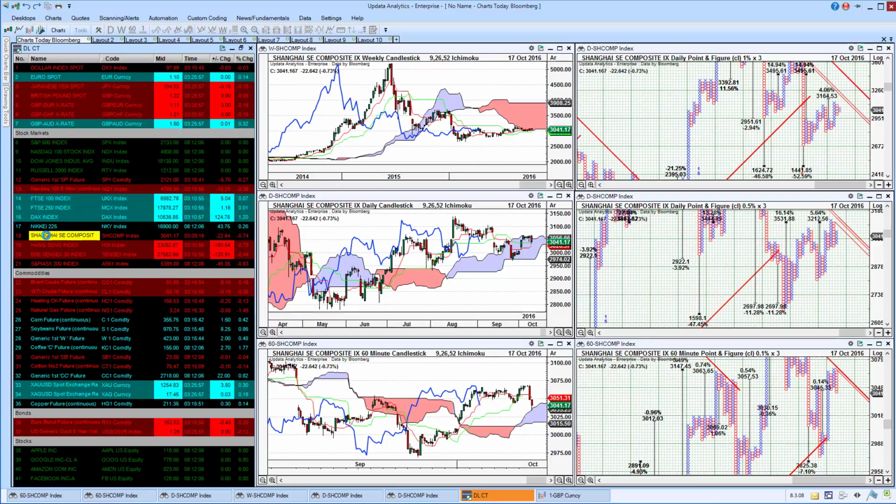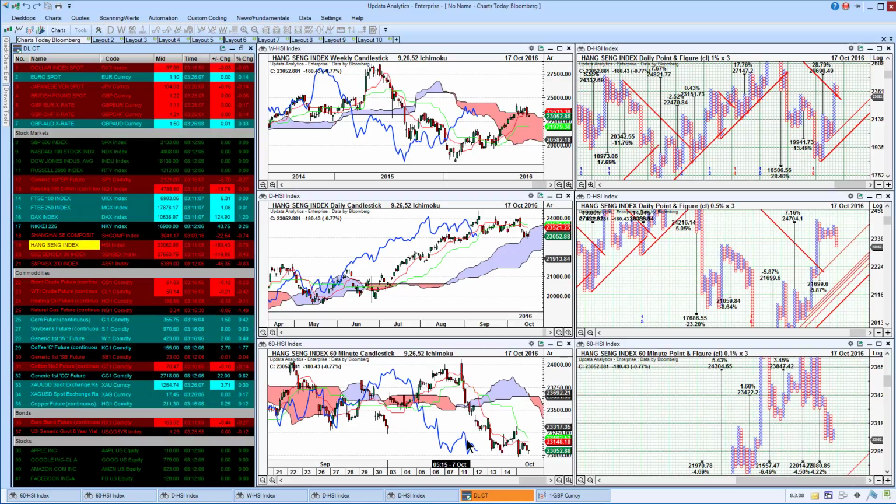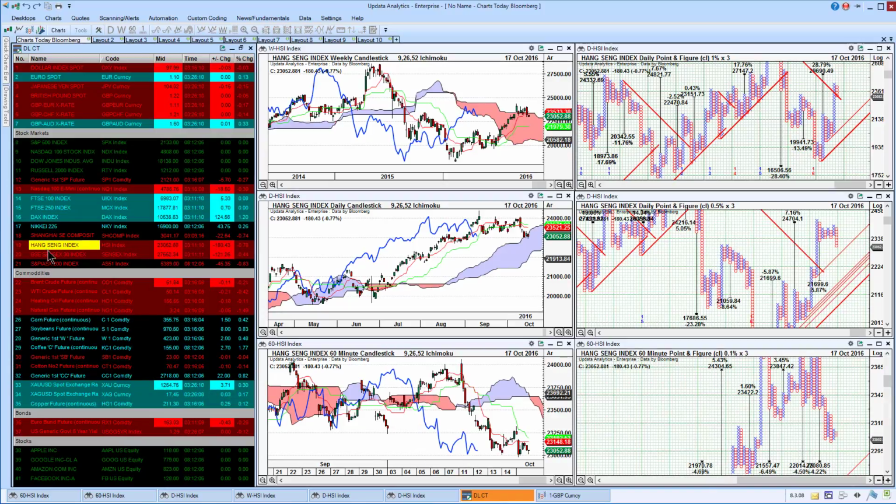In fact, Shanghai is above at the moment on the cloud, but this weekly situation is hanging over us. And we take a look at the Hang Seng again, much the same picture, bearish long term and bearish short term, and we've got some quite key targets.